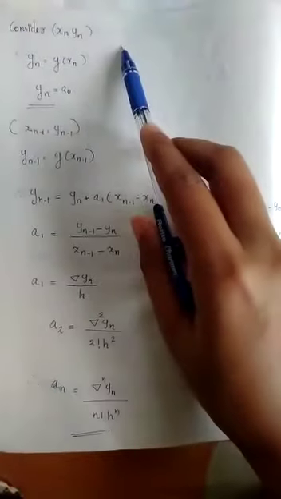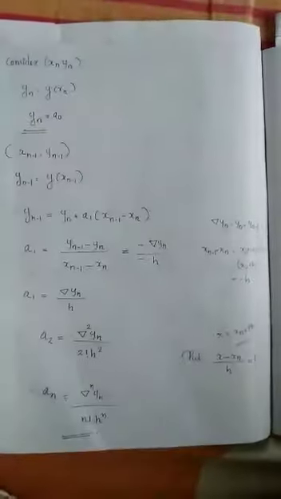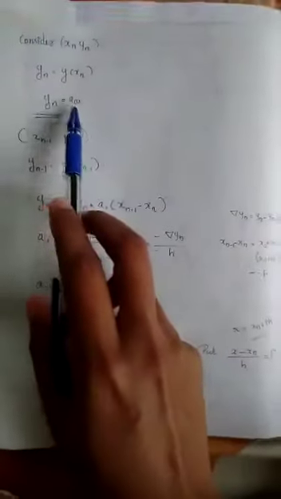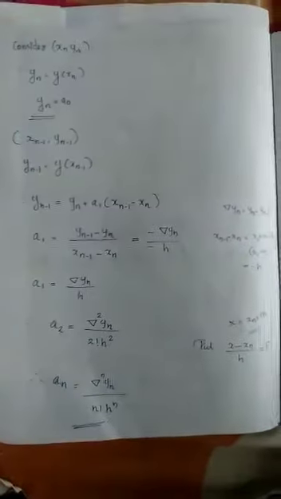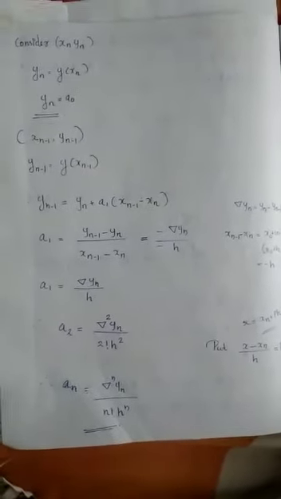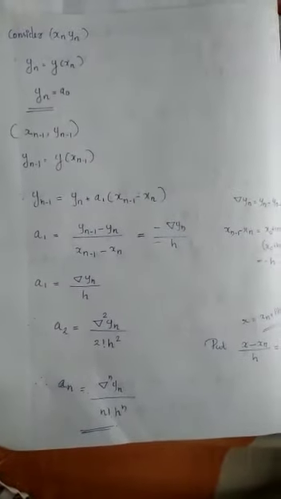Substituting x is equal to xn, all terms are cancelled, only one term a0 remains. So yn is equal to a0. And now we consider the second set of points. The second set of points is xn minus 1 and yn minus 1. Substituting x equal to xn minus 1 and y equal to yn minus 1.